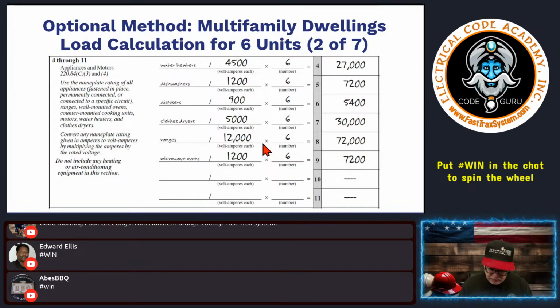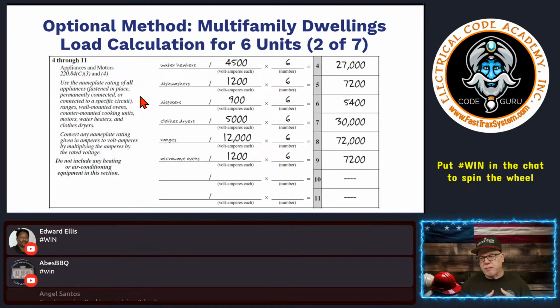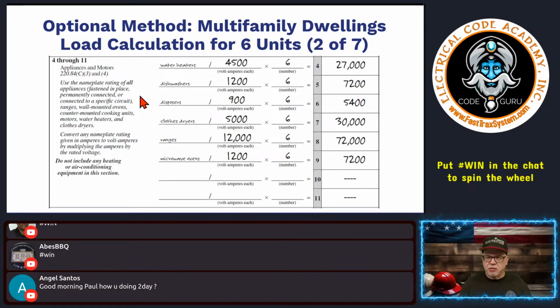4,500 times 6 is 27,000. That's correct. 1,200 times 6 is 7,200, and this one is also 7,200, so those two are exactly right. 900 times 6 is 5,400. That's correct. And 5,000 times 6 is 30,000. So that's just pure nameplate values. The optional method, easy peasy lemon squeezy.